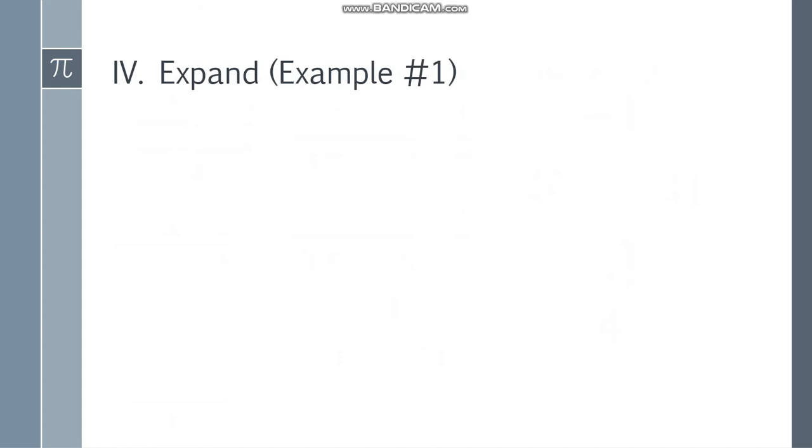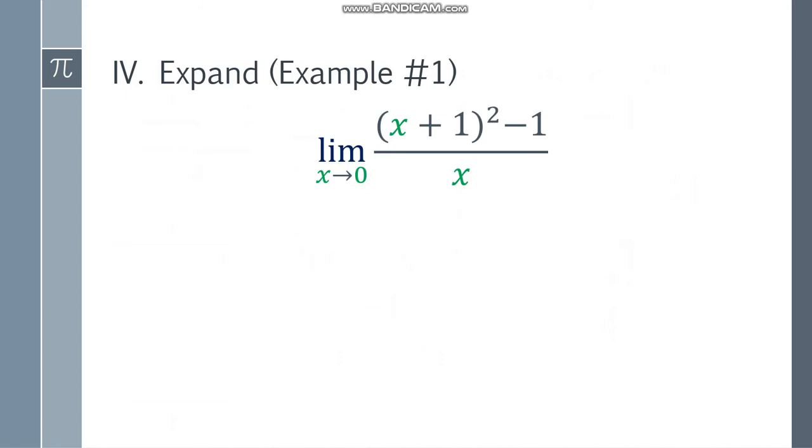Okay, next method, we have expand. Let's have the example. What if we have the limit of the function, the square of the quantity x plus 1, and you will minus 1 over x, like this one. Can we do direct substitution? Obviously no. If you put a 0 here, it cannot be. So we could try factoring. We cannot do factoring in this kind of question because it's already factored. You can try to have common denominator. No, it's not a complex fraction. And what are you going to do with the common denominator?